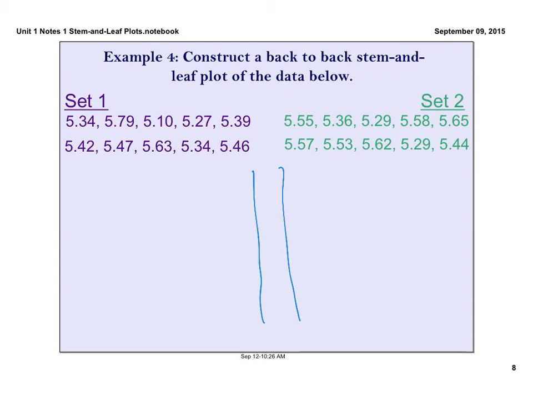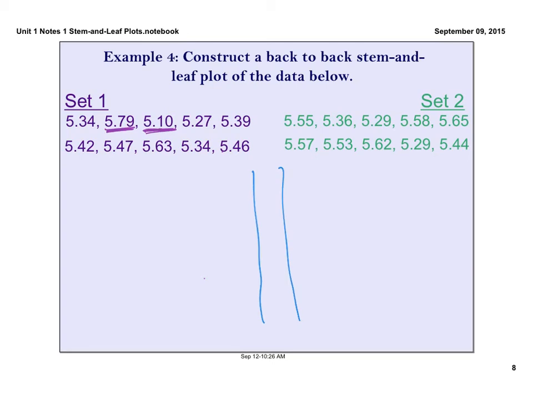Done. Okay, so if I look at this purple data set, I see that I have 5.34, 5.79, all the way down, 5.46. Everything is 5 point something. So that tells me that those are going to be my stems. My lowest one is the 5.10, I believe. Yep, I don't see any other ones. My highest one, I see 5.79. So I know I need to have stems from 5.1 up to 5.7 for this data set.